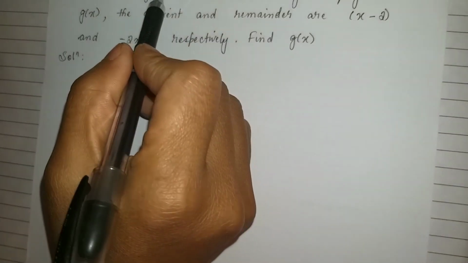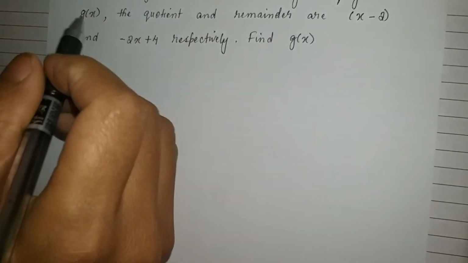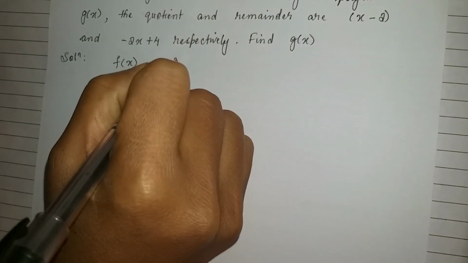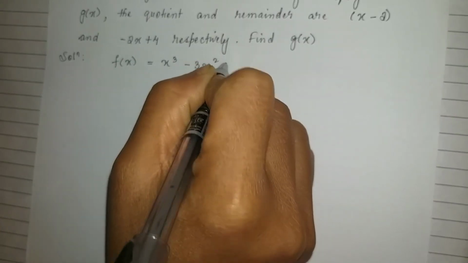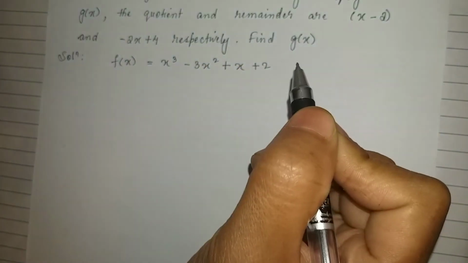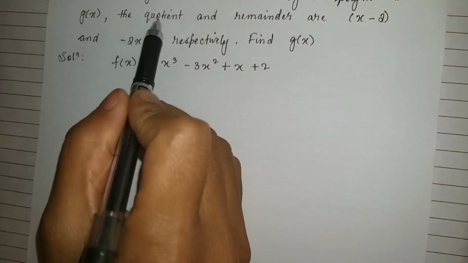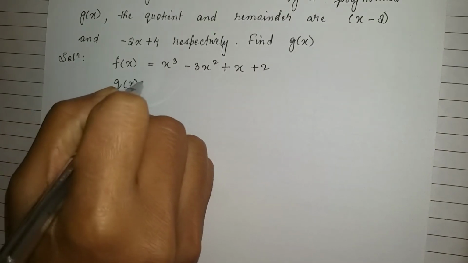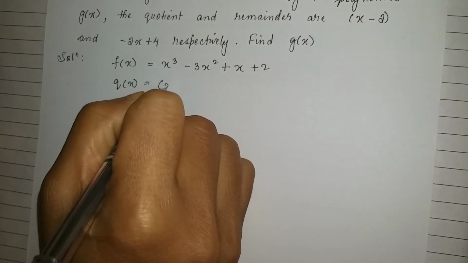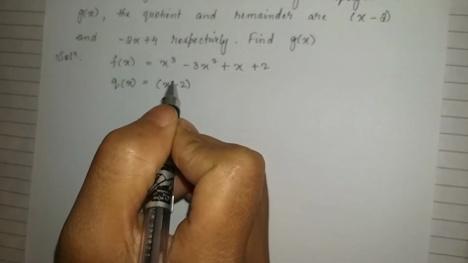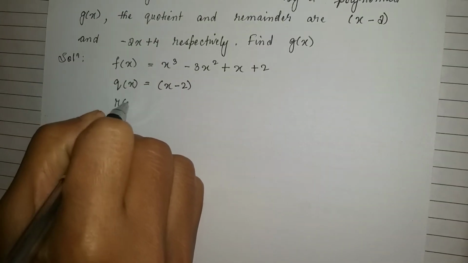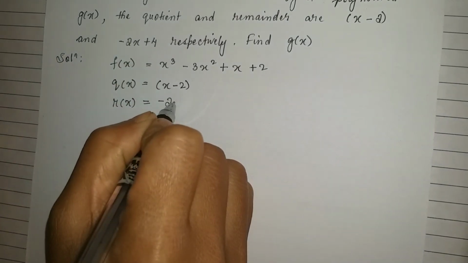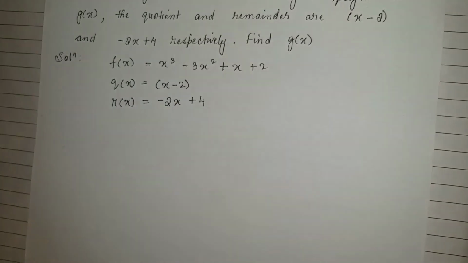Okay, here what is our dividend? It is this polynomial. Let us name it as f of x: x cubed minus 3x squared plus x plus 2. The quotient will be this polynomial. Let us name it as q of x. It is x minus 2. And the remainder, let us name it as r of x. That is this polynomial, minus 2x plus 4.